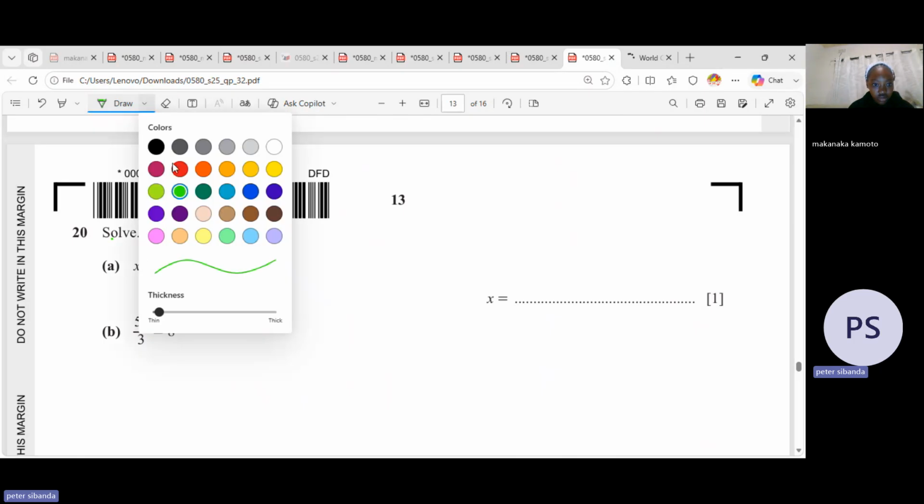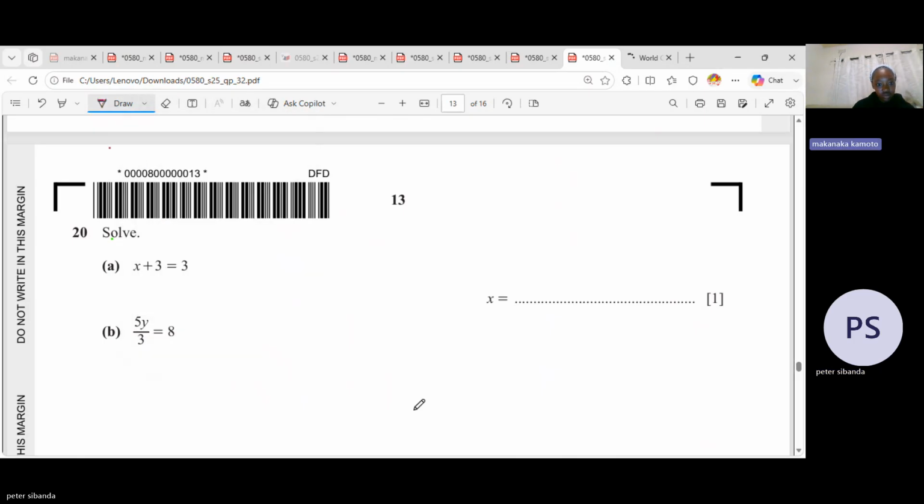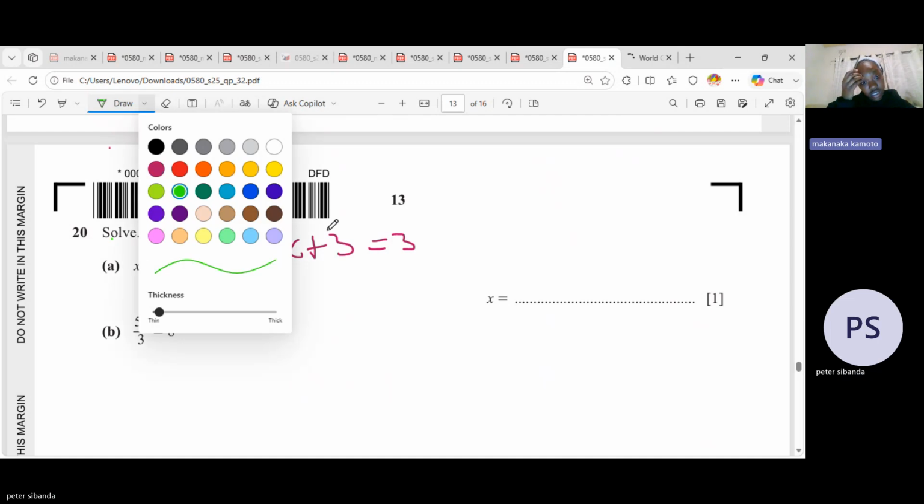That's probably going to be easier for you. They want you to solve an equation x plus 3 equals to 3. What do you do? We move the 3 to the other side. Which 3 to which 3? The 3 that's on the x side, we move it to the other side, and then it becomes minus 3. I think that's good.